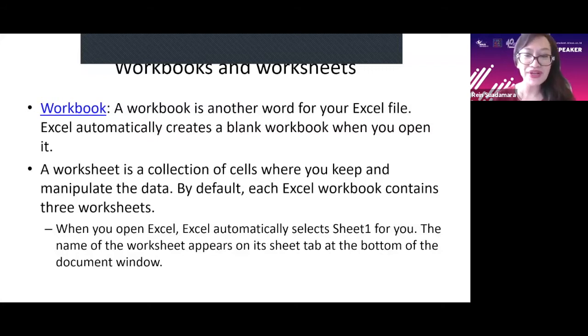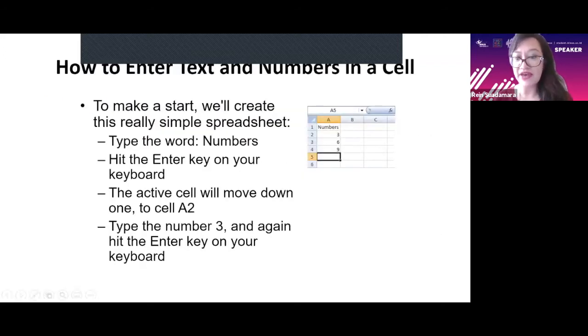And then you have a workbook. This is another word for your Excel file. It automatically creates a blank workbook every time you open it. And then you also have a worksheet, which is a collection of cells where you keep and manipulate the data, right? And then, as I mentioned, on the column and on the row, they have a letter on the column, and they have a number on the row.